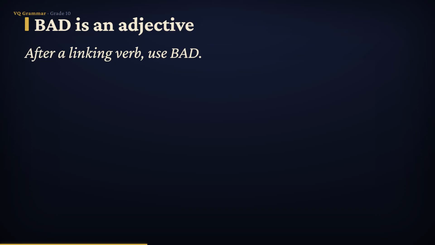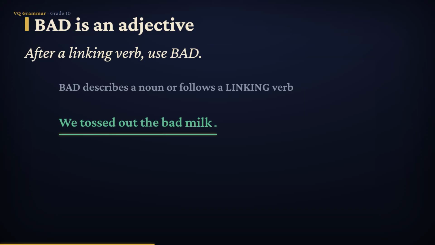Swap over to the second pair and you will find the same shape. Bad is an adjective, exactly like good. So bad can stand in front of a noun. We tossed out the bad milk. Bad describes the milk. And bad can follow a linking verb as a predicate adjective.